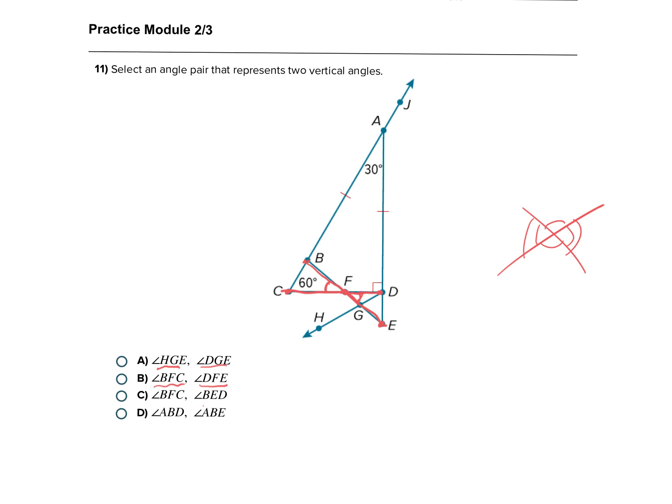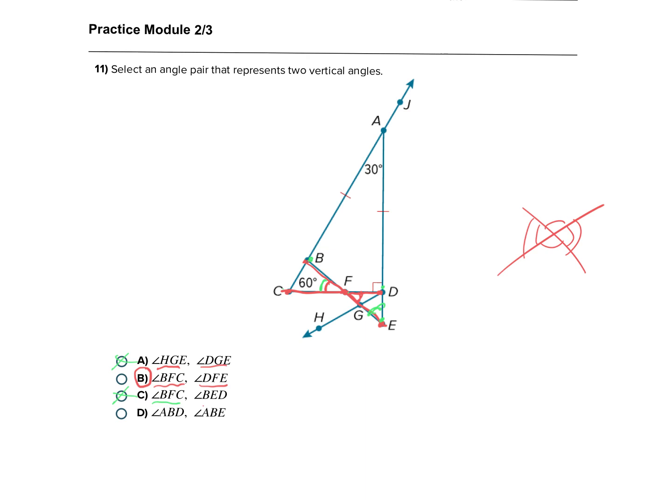But just to be sure, you should always check your remaining choices just to be positive that you have the correct answer. C is BFC, so that's this same angle here, and BED. That's this angle here. Well, they don't even share a vertex, so clearly that's not an option.